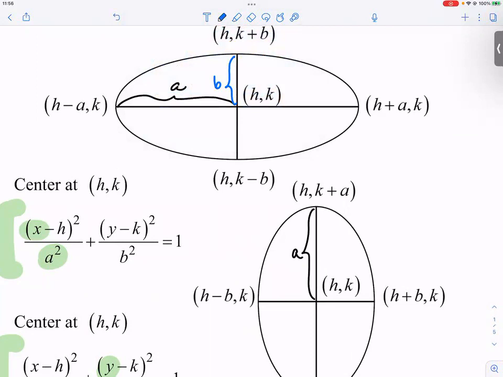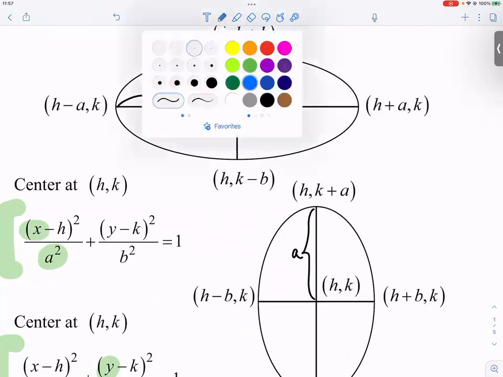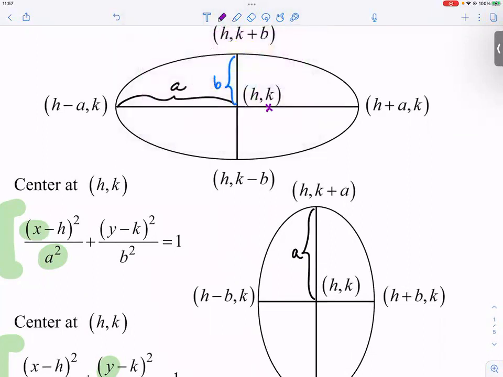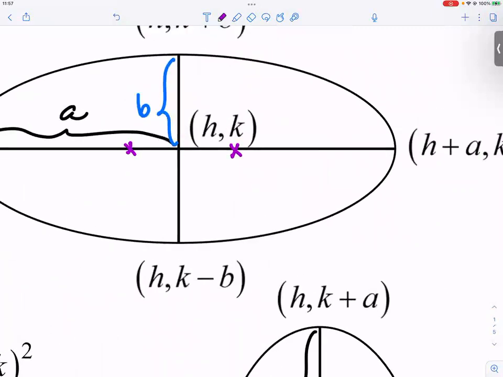So we have A, we have B, okay? And then we have A, we have B, well, guess what? We have C. And what is C? Let's go ahead and label this. C, you can put it right here, okay? It's the distance from the center to something called the focus. Okay, this is called the focus. That's called C.